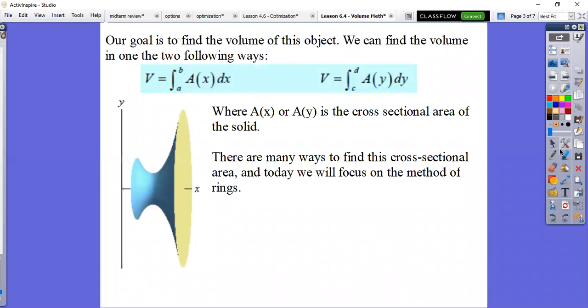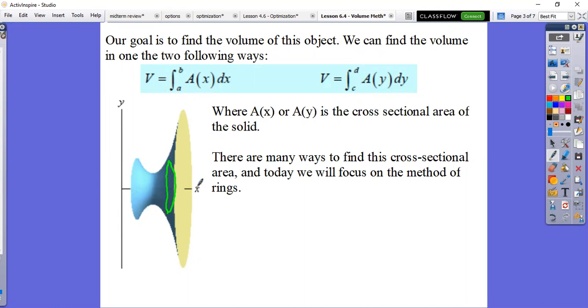All right, so since our goal is to find the volume of the solid, we can find it in one of the two following ways. It's either the integral from A to B of A(x) dx or the integral from C to D of A(y) dy. Basically, all this is saying is I need to integrate over the bounds where A(x) or A(y) is the cross-sectional area of the solid. So cross-sectional area means, like we looked at in the volume from cross-sections last time, if I were to take this thing and cut it perpendicular to the x-axis, I would need to find some kind of equation that could give me the area of this one cross section.